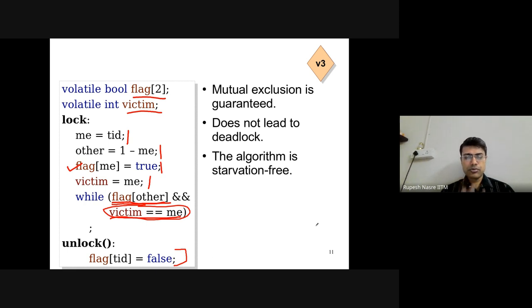So I would like you to take a minute, look at this code, and if you find any issues, please highlight.